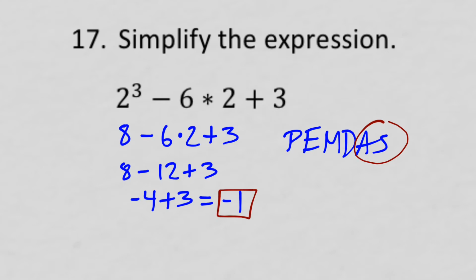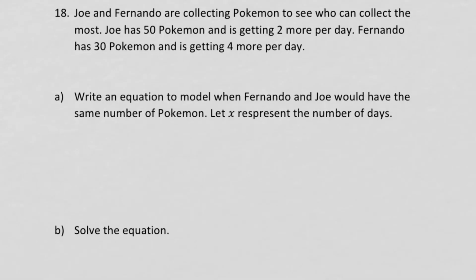If someone had added first, 12 plus 3 making 15, they got 8 minus 15, and now they got the entire thing incorrect because they decided to add first. That's your final answer. Alright, this is the last one.